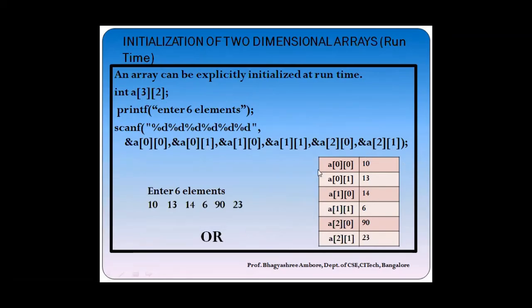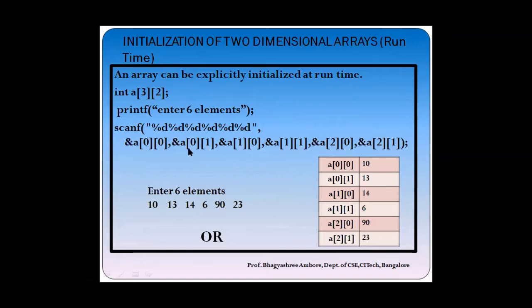The assignment will be like this: first row, second row, third row. The values I have not given anything, just assume it is empty. Now I'm asking here, enter 6 elements. How many elements? 6 elements. So how many percent-d format specifiers are required? Because it's an integer, to read 6 elements, I need 1, 2, 3, 4, 5, 6. And the first value has to be placed in position A of 0, 0. Second value, A of 0, 1. Third one, A of 1, 0. Fourth one, A of 1, 1. Fifth one, A of 2, 0. Last one, A of 2, 1.